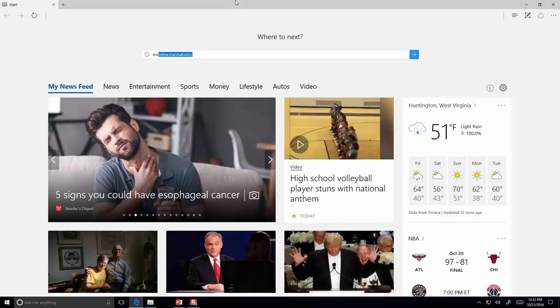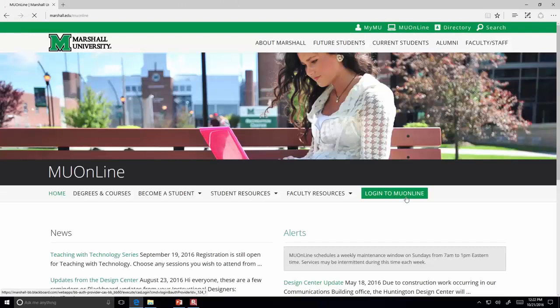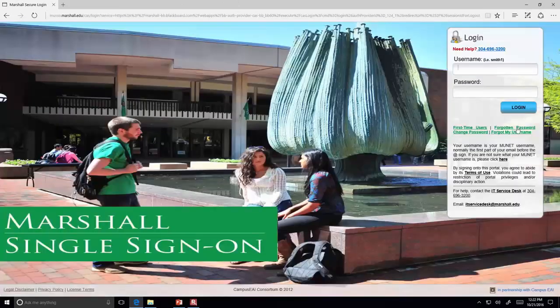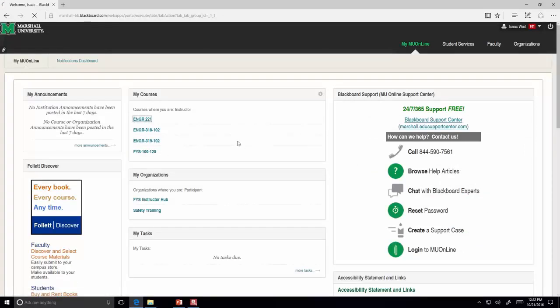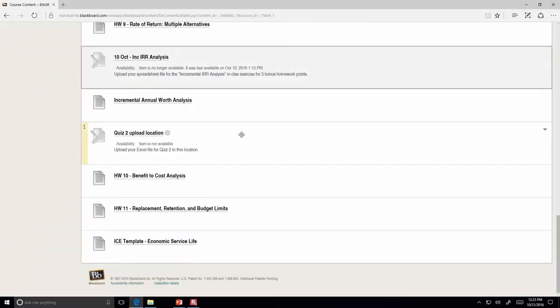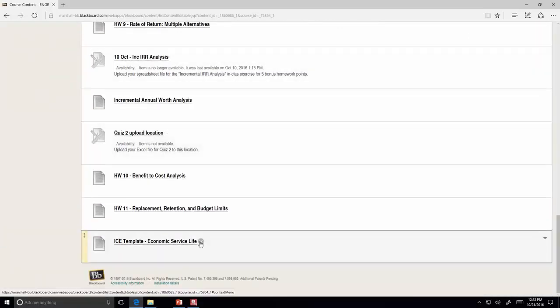So let's go to MU Online. Engineering 221, and it's down at the bottom of the content page, this in-class exercise template, and just download it.